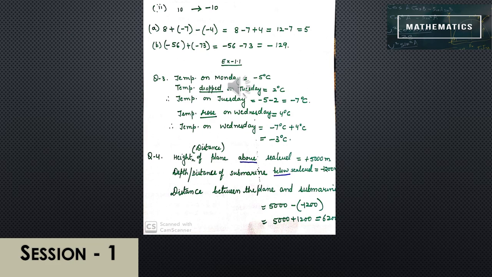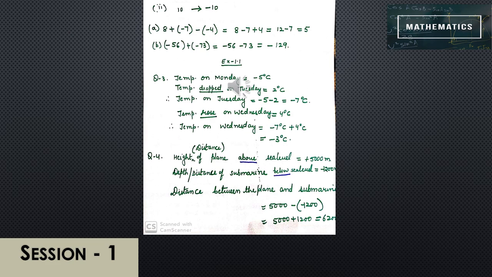Now let's proceed with exercise 1.1. It is given in question number 3 that the temperature on Monday is minus 5 degrees Celsius. Minus 5 degrees Celsius means it is below 0. If you consider the number line, you can see it will lie on the left side of 0. Now the next statement is that the temperature on Tuesday dropped.